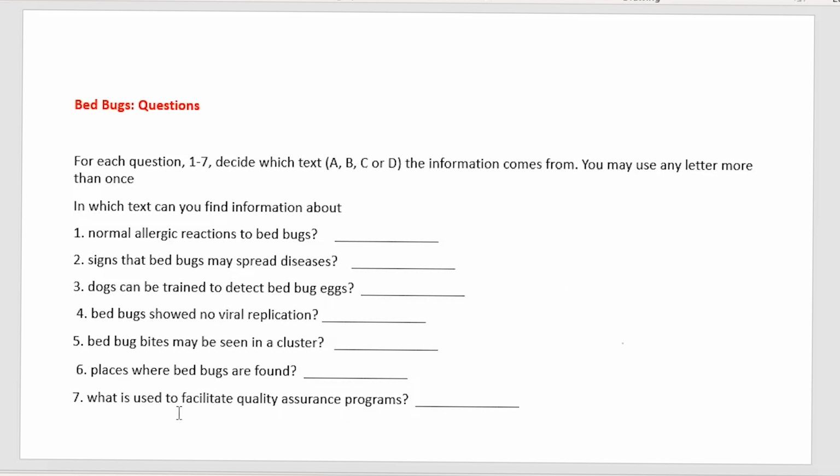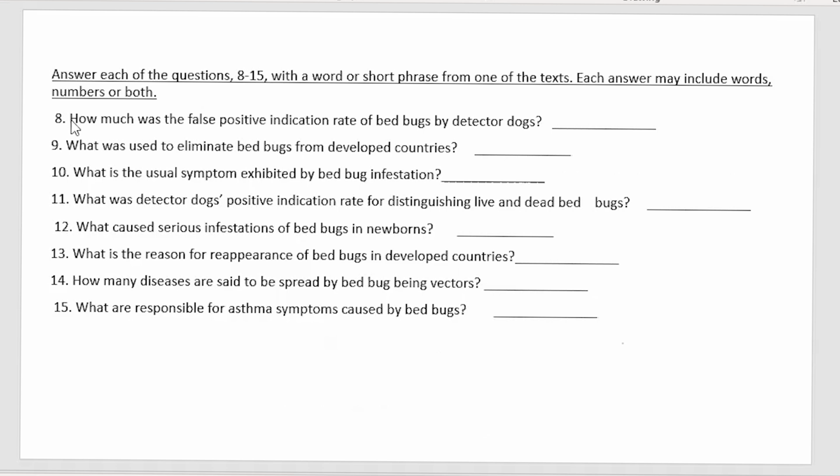Question number 7. What is used to facilitate quality assurance programs? So where have you read about this? You just have to read the text headings. You had made it into 4 columns, and as and when you read these questions, you just have to pick which text it belongs to. Yes. Question number 8 to 15. Answer each of the questions 8 to 15 with a word or short phrase from one of the texts. Each answer may include words, numbers, or both. Yes. Question number 8.